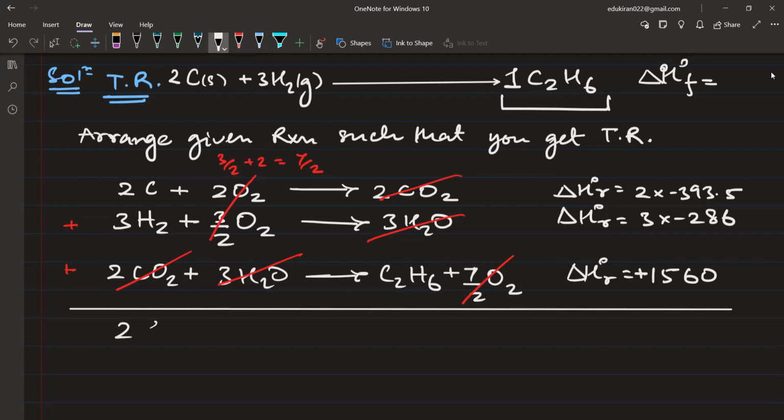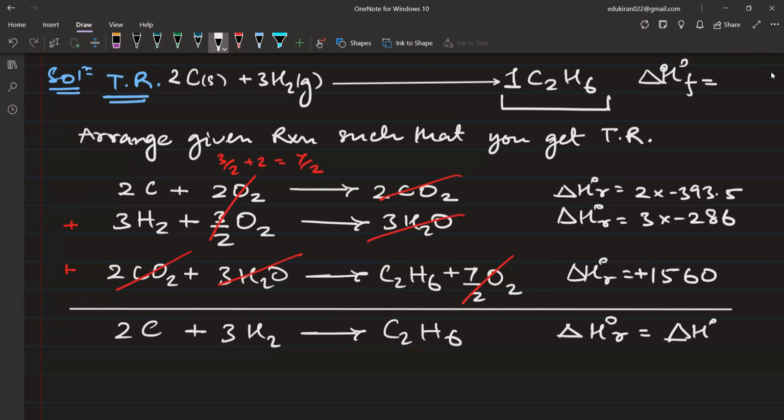And what I will get? 2 moles of carbon plus 3 moles of hydrogen is giving you 1 mole of C2H6. और इन सब को जब आप सम करेंगे तो इसमें आपके पास क्या आएगा? डेल्टा H नॉट R आएगा, which will be equal to what? ये रिएक्शन क्या है? This reaction is nothing but the delta H naught of formation. It is the enthalpy of formation of ethane.